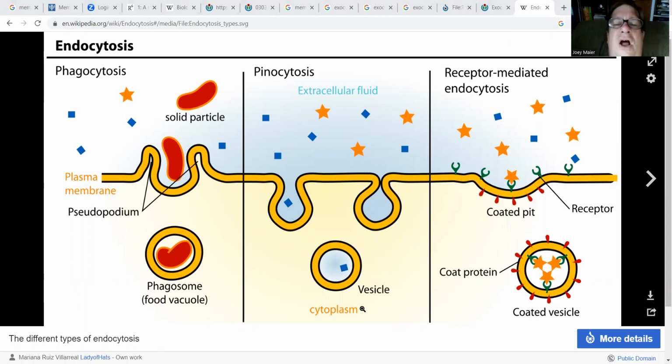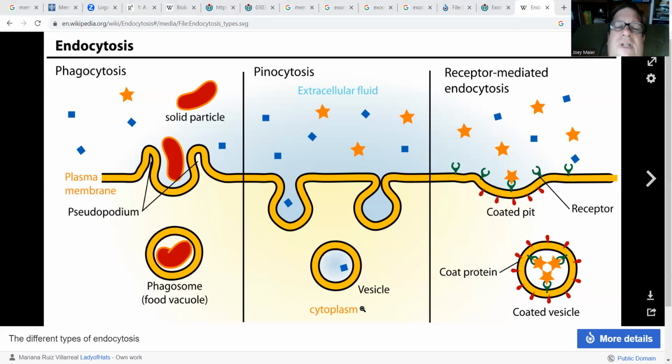If you're taking in fluid or small particles in fluid, we say pino. So pinocytosis, because pino means drink, and we still use that word for non-biology things too. Think of famous wines like Pinot Noir or a Pinot Grigio. Those are Pinot, to drink. Okay.